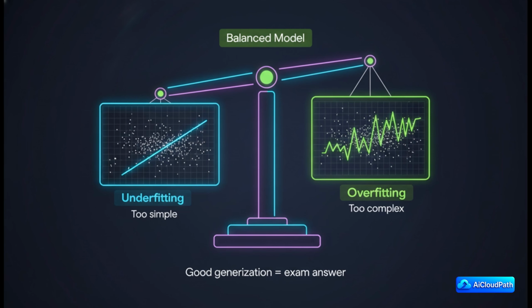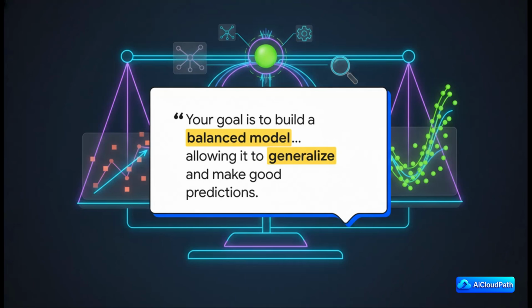Then there's the other extreme, overfitting. This is sneakier. This is like you memorize the entire textbook word for word, even the printing errors. You can ace a test on that specific book. But if you get a question you haven't seen before, you're toast. The model learned the training data too well, including all the random noise, and it completely fails when it sees something new.